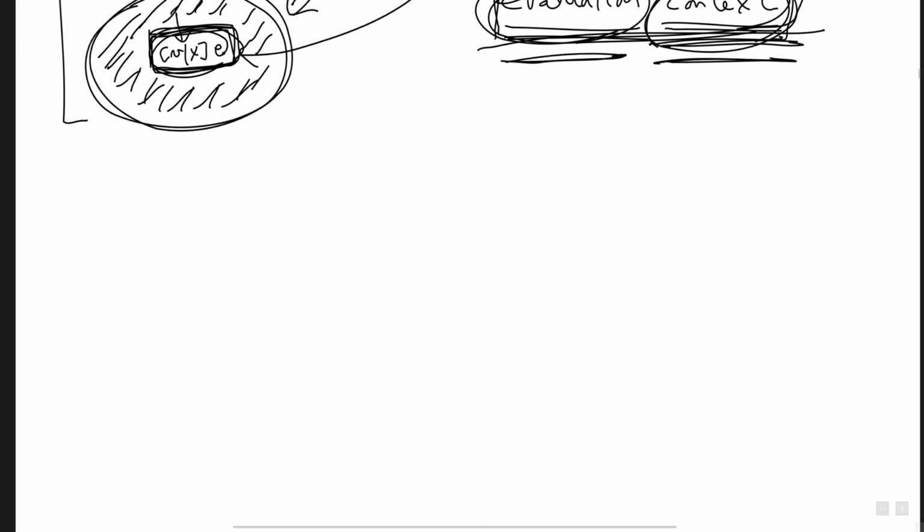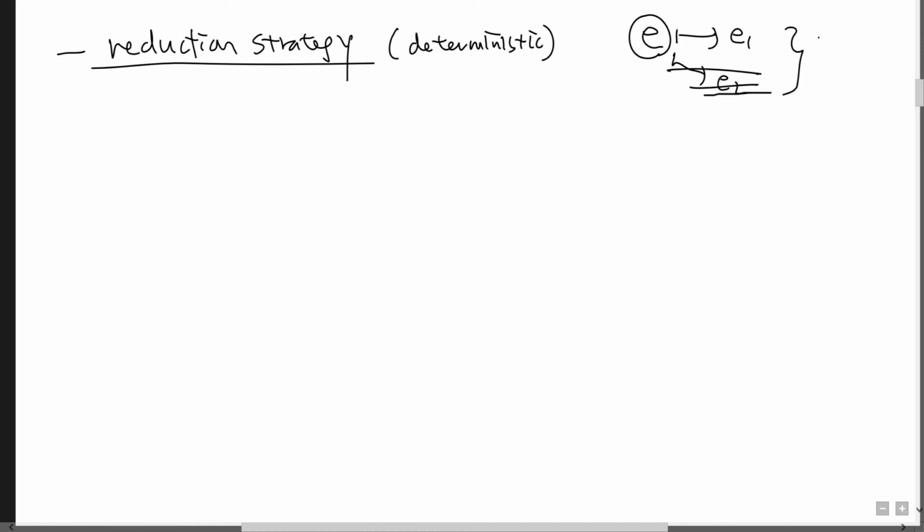Now, let's further develop this idea of evaluation context. Suppose that we have a reduction strategy. We assume a unique reduction strategy, and of course it's going to be deterministic, which means that given an expression E, we can't have two distinct expressions E1 and E2 that E can reduce to. We can't have something like this. We must have only one unique expression if this expression is reducible.